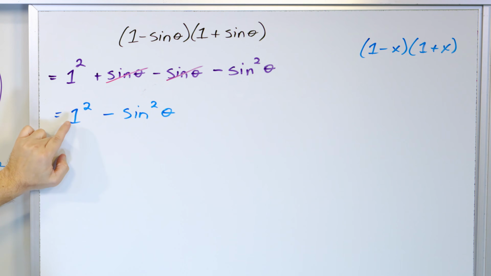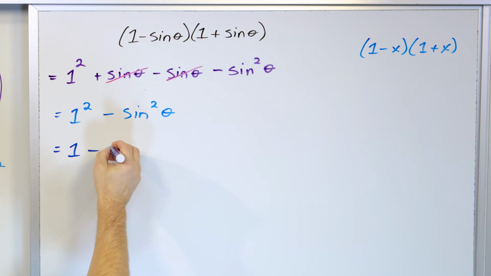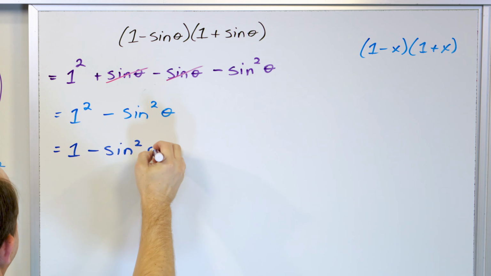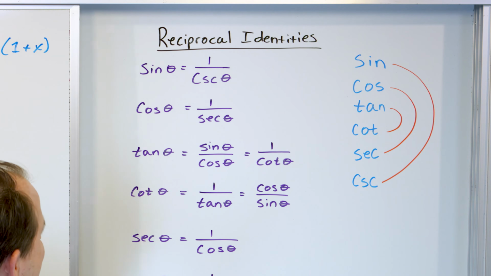Now this number 1, anytime you see a number 1, actually I'm going to rewrite this from the 1 squared. I'm just going to write it as 1 minus sine squared theta. All right? This number 1 is a clue. When you see the number 1, you need to think about any identity that you know that has the number 1 in there.